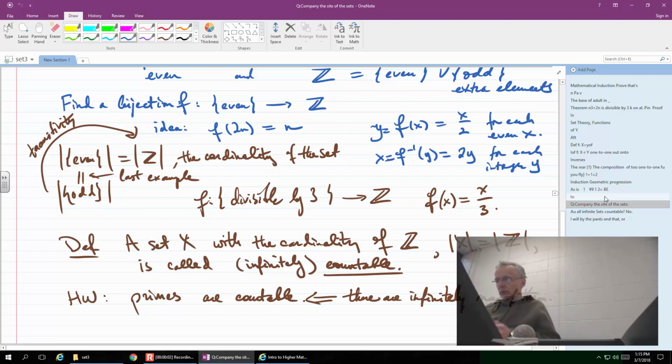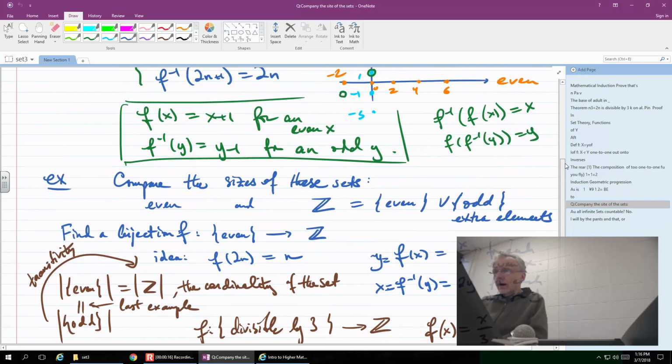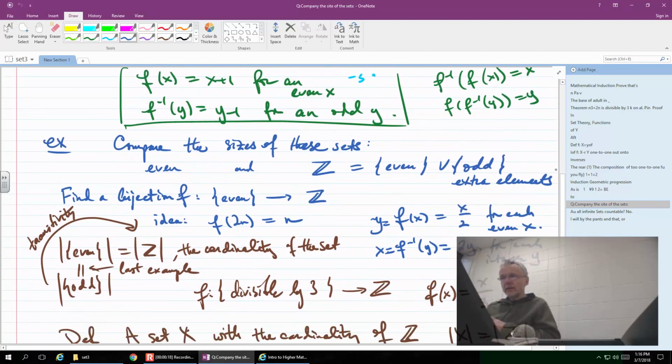Okay, so countable sets, and I want to spend a little bit more time on countable sets because there is one interesting countable set that I skipped. Unfortunately, that is the rationals. Okay, so once again, beyond the finite sets, the bigger sets are infinite.